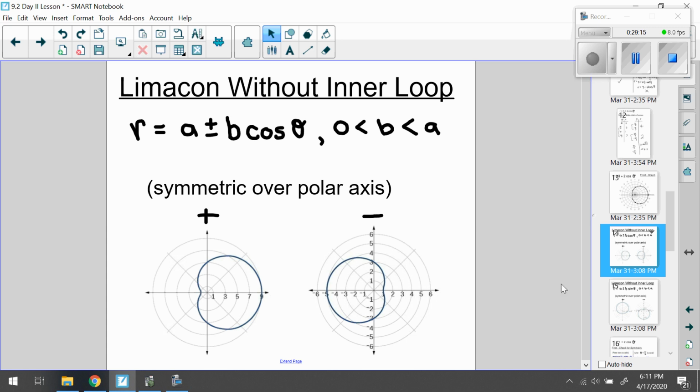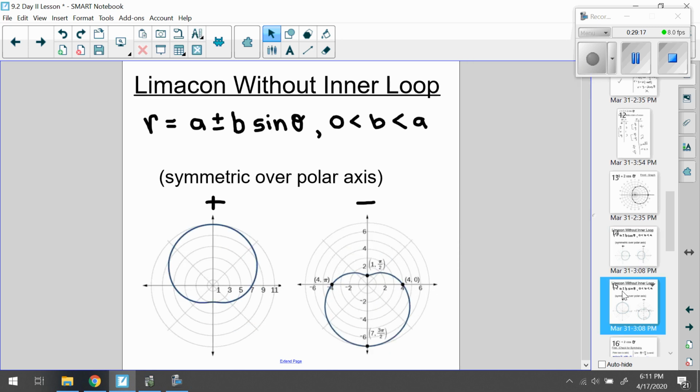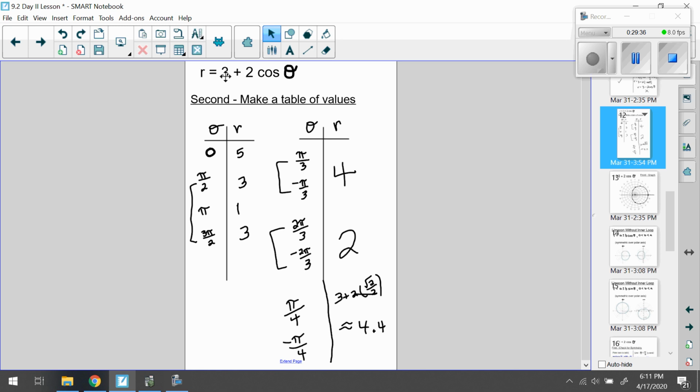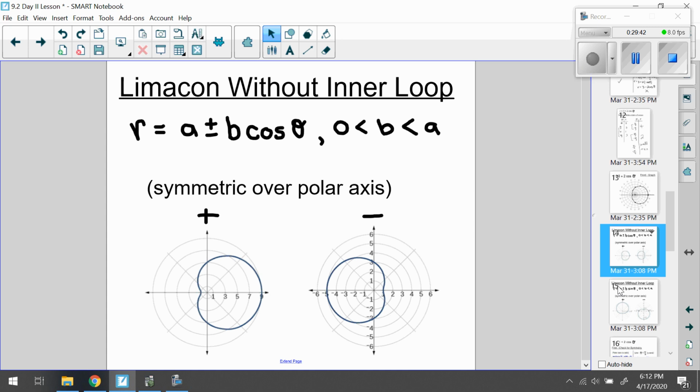And if it's a sine problem, then the symmetry will be to the left and the right of the line theta equals pi over 2, or the y-axis. The numbers themselves, A and B, will affect how large these figures get. So if you go back up here, where there's a 3, if that number becomes a 5 or an 8 or a 10, then these limacons are going to grow larger and larger and larger.